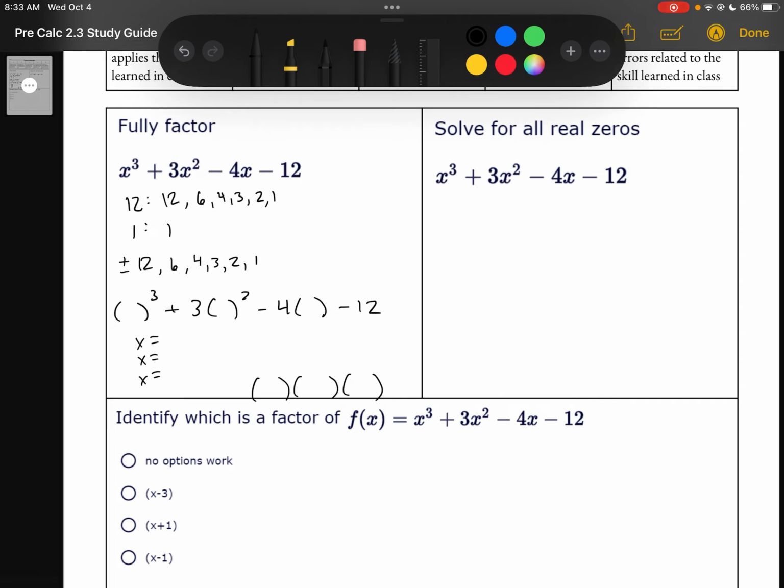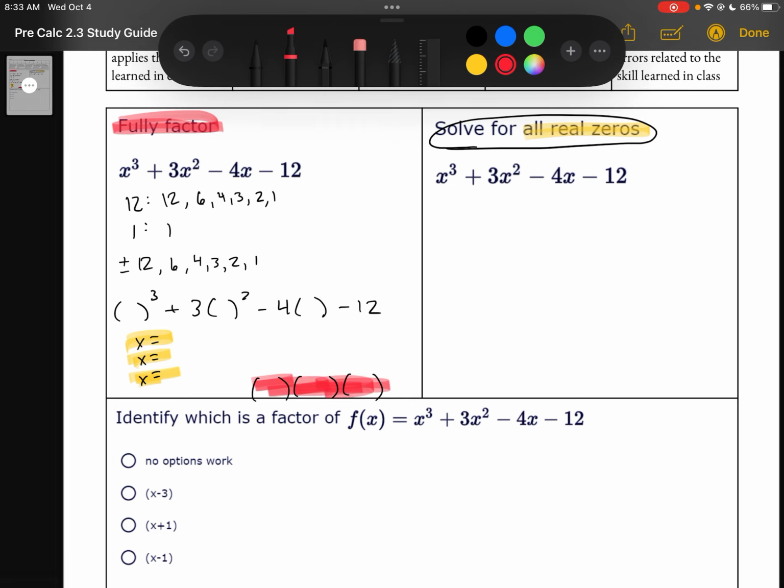The same thing applies to the second question because it actually is very, very similar here. So solving for all real zeros. So that is just going to be the 3 x equals terms that we see here. So the zeros are the x equals terms.